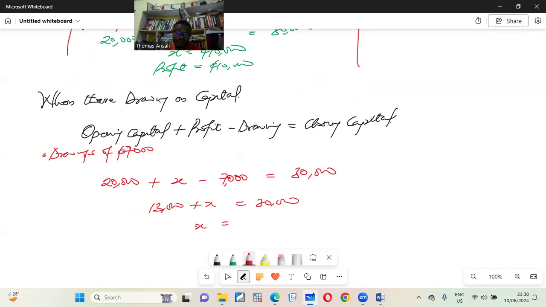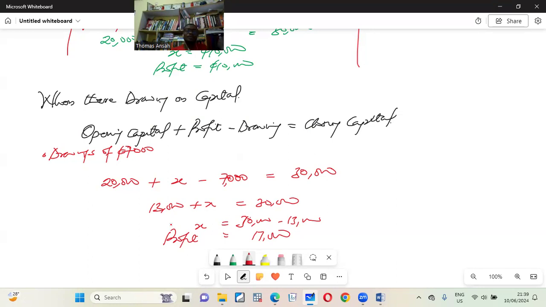Can you guess? Because if I do this and take this one out, I have 13,000. And if I move the 13,000 that I have here to the other side, it will be 30,000 minus 13,000. And what answer? Where's my calculator? Yes, the answer is clear. It is 17,000. So profit is 17,000. So if there are drawings, we always subtract drawings. You fix it into the equation, and that is it.